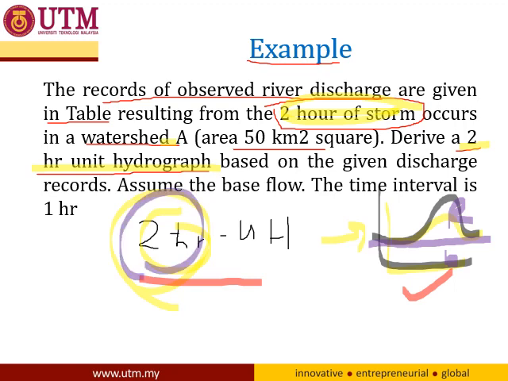Why 2 hour? Because it's from a 2-hour storm. So make sure you understand that. Okay, and what else? Assume the base flow, the time interval is 1 hour. So the time interval of this hydrograph observation is 1 hour. So let's see the next slide.